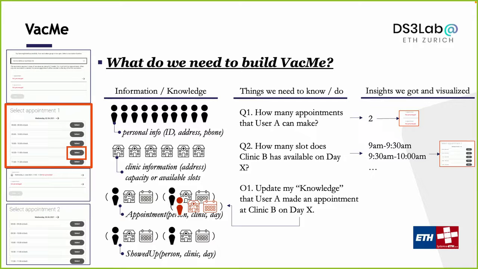So another thing that you want to do to build such an application is really have the functionality to enrich your knowledge. Whenever someone makes an appointment, you know a little bit more about this application. Here you can actually put this red tuple inside your knowledge base, your pool of knowledge. So that could be another thing you could do. You can manipulate your knowledge, you can enrich your knowledge.